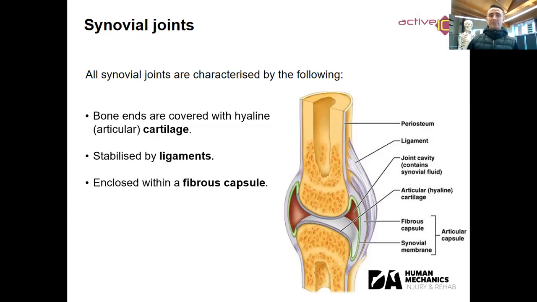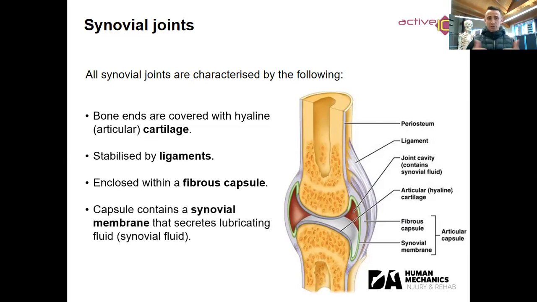Within this joint, we have a capsule, almost like a balloon that sits around the two bones. Again, the purpose of the capsule is to hold everything together. So we have a fibrous capsule. Fibrous is real tough, strong material. The purpose of it being fibrous is to create some rigidity, some level of stability and compression within that joint.